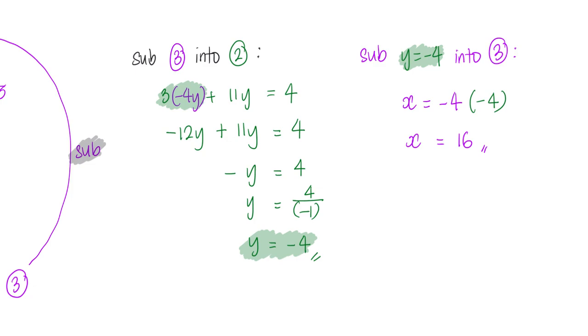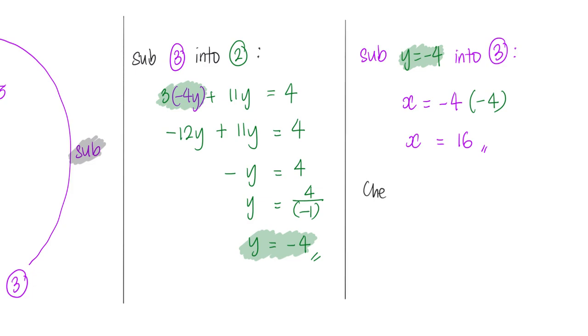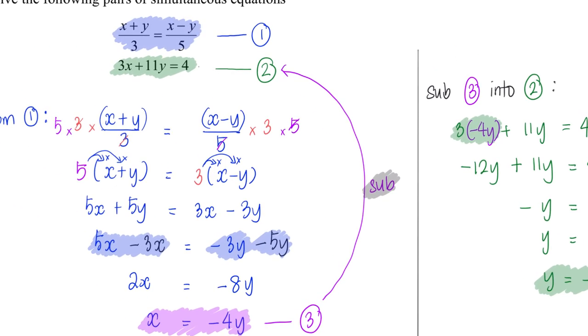And it is perhaps a good habit that every time we write this down, I'm going to create space by writing all these lines just to make sure that it looks neat and tidy. And last thing, what must we do? We do need to check. How can we check? Now that we know y is negative 4, x is 16, I'm going to substitute into equation 1 or equation 2 just to make sure that it can give me back the equation. I'm going to substitute back into equation 1.